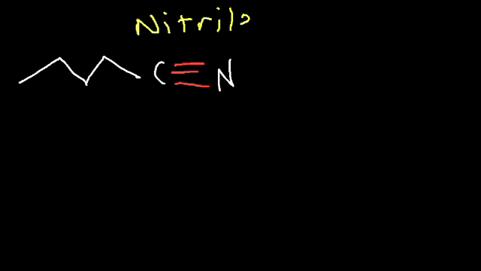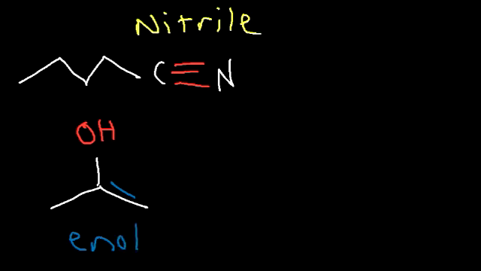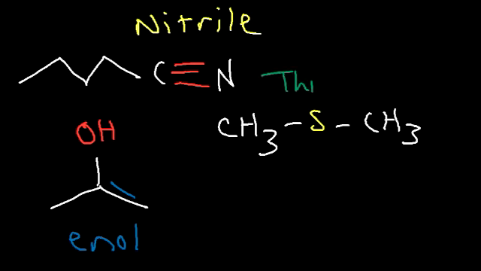Now, for the next couple of functional groups, we're not going to name them, we're just going to go over them. So whenever you see a carbon triple bonded to a nitrogen atom, this is called a nitrile. And let's say you have an alkene directly attached to an OH. So an alkene plus an alcohol, this is an enol. Now, we talked about ethers. If you have a sulfur instead of an oxygen, what you have is a thioether. When you hear the word thio, think of sulfur.